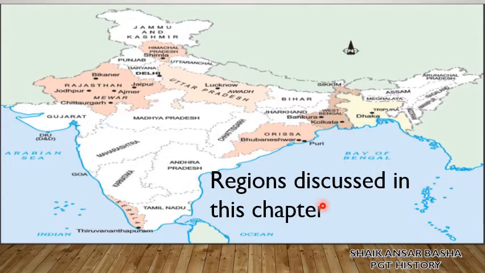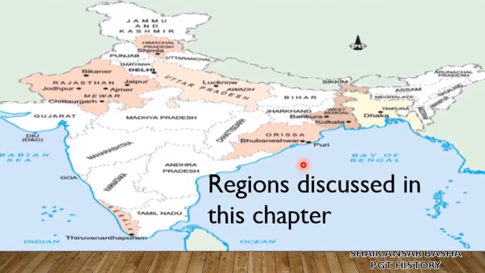These are the regions we have discussed in this chapter. That is Rajasthan. In Rajasthan, we have Jaipur, Ajmer, Mewar, Chittorgarh, Jodhpur, Bikaner. And in South India, Kerala, we have discussed the Cheras. And then in Orissa, we discussed the East Ganga Kingdom. In Andhra, the Vengi. In Karnataka, the Kadambas. These are some of the important kingdoms we are going to discuss in this chapter.